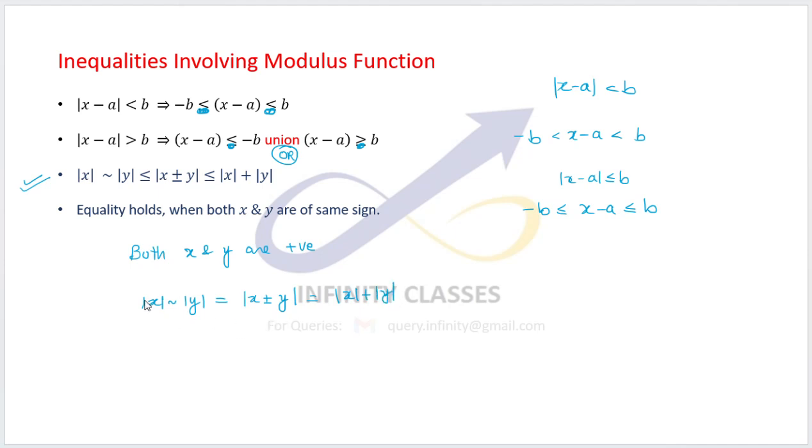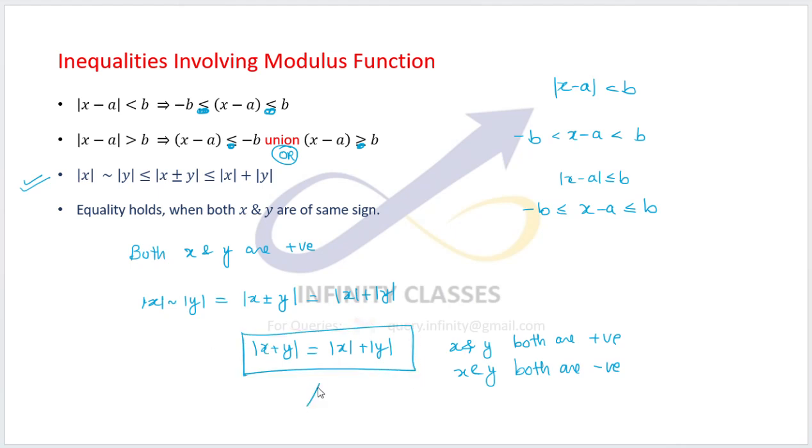Basically, we can say that mod of x plus y is equal to mod x plus mod y whenever x and y both are positive, or x and y both are negative. So if both x and y are negative, then also the equal to sign will hold. So this is an important expression altogether, which we need to remember.